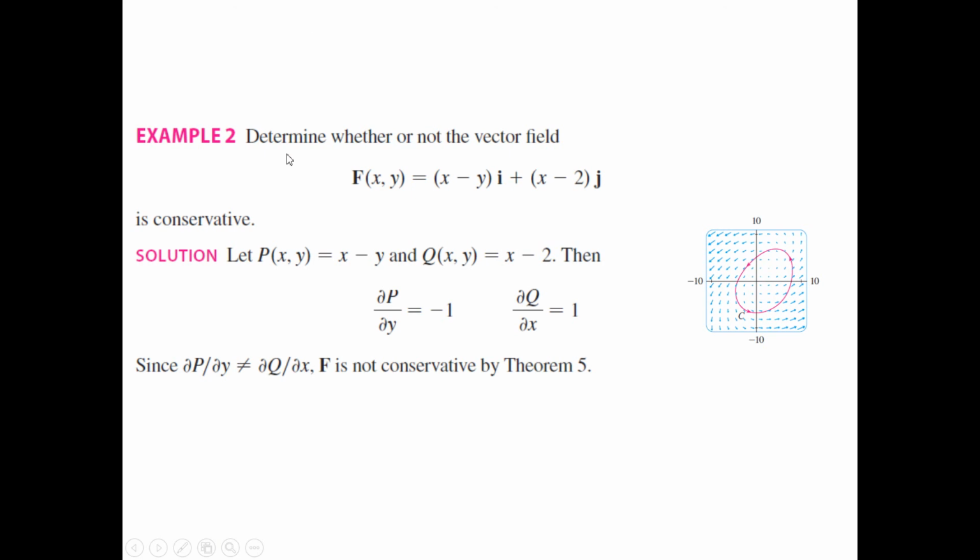Okay, next example. Determine whether or not the vector field F(x,y) is equal to (x minus y)i plus (x minus 2)j is conservative. P here is x minus y, Q here is x minus 2, then partial P by partial y is equal to minus 1, partial Q by partial x is equal to 1, and both are not equal. So F is not conservative by theorem number 5.